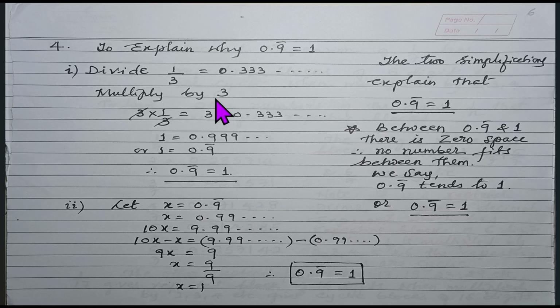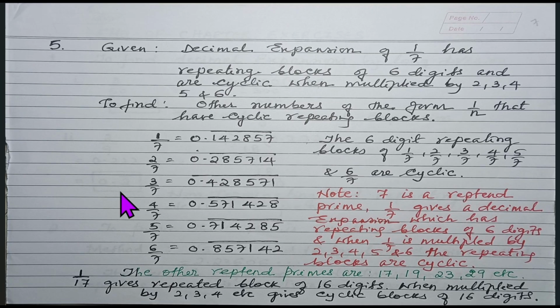So the two simplifications which I have shown here explain why 0.9 bar is 1. Another way of putting it is, between 0.9 bar and 1 there is 0 space. Therefore no number fits between them. Therefore we say 0.9 bar tends to 1, or 0.9 bar is equal to 1, or the approximation of 0.9 bar is 1. So please remember that.